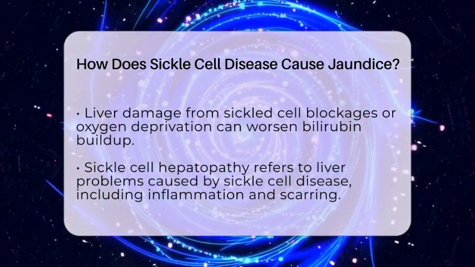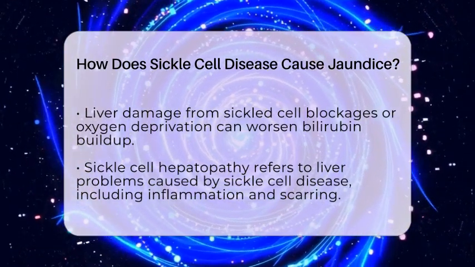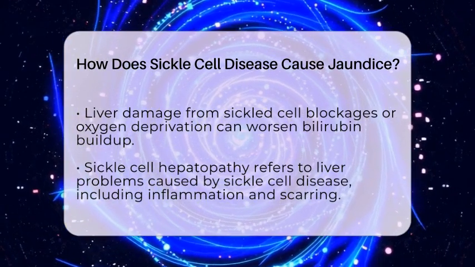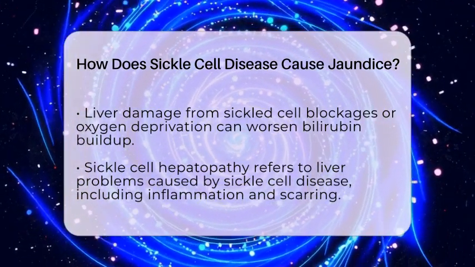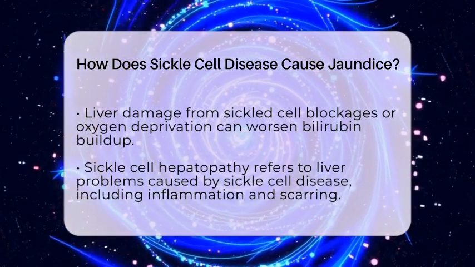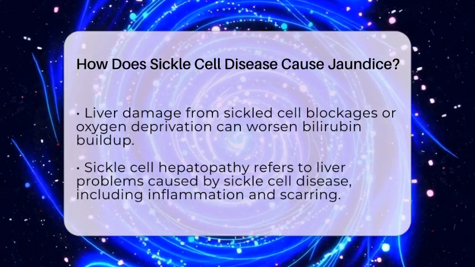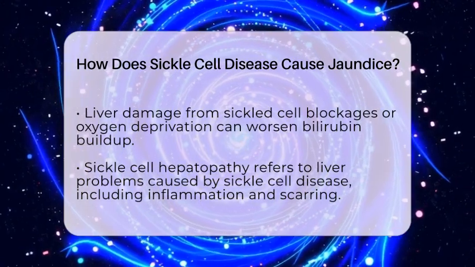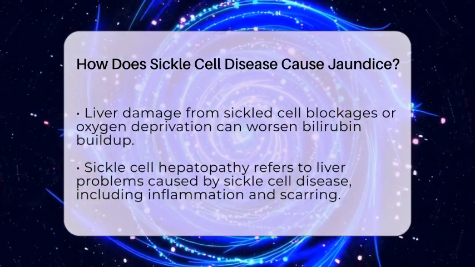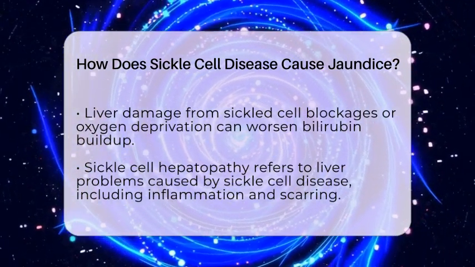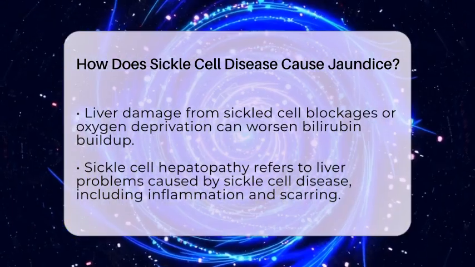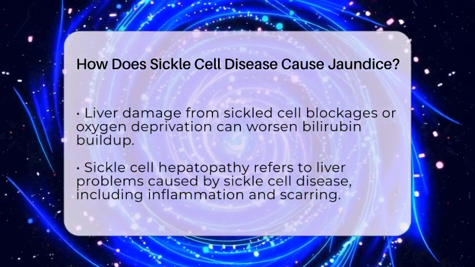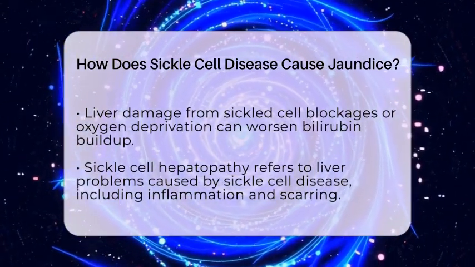Another factor is the formation of pigment gallstones. Because of the high rate of bilirubin breakdown, pigment stones can develop in the gallbladder. These stones can block the bile ducts, which are responsible for carrying bile from the liver to the intestines. When these ducts are blocked, bilirubin cannot be excreted properly, causing obstructive jaundice, which makes the skin and eyes appear even more yellow. Infections, sickle cell crises, or complications from blood transfusions can also trigger or worsen jaundice.